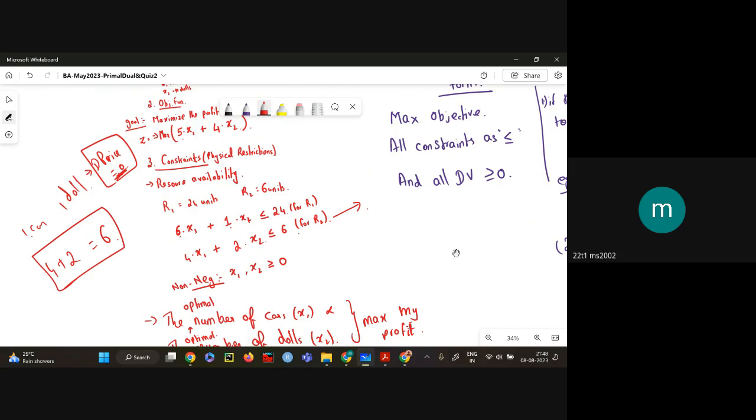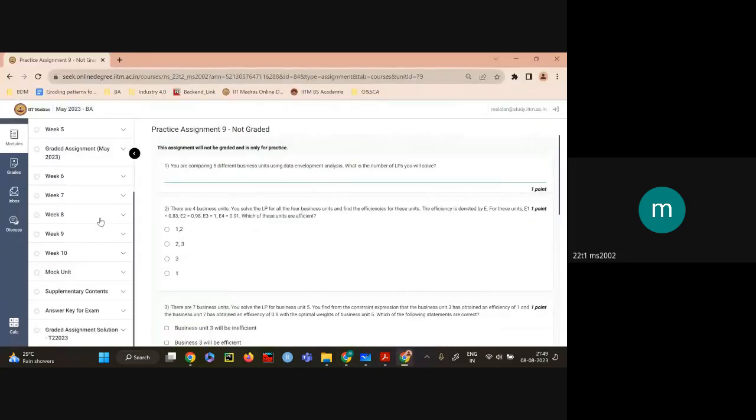Okay, like I said, do one thing. There was a question in the quiz 2 papers of the past, where it said one of the constraints is already satisfied. What is the value of y2, was the question. And that is 0. Is it the one that you are referring to here? Yes, exactly that. And in fact, there is also one question like this in your practice assignment.